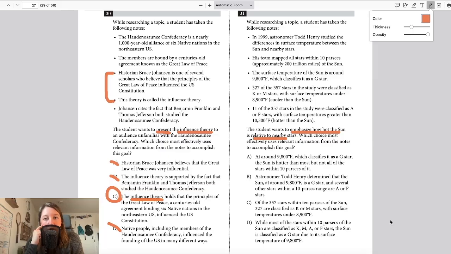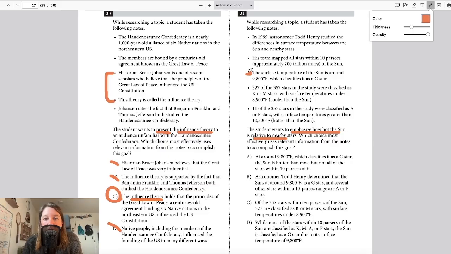First one says, in 1999, astronomer Todd Henry studied the differences in surface temperature between the sun and nearby stars. Great. Okay. Sure. 2, his team mapped all stars within 10 parsecs, approximately 200 trillion miles of the sun. Okay. So far, we haven't really gotten anything super useful. 3, the surface temperature of the sun is around 9,800 degrees Fahrenheit, which classifies it as a G star.